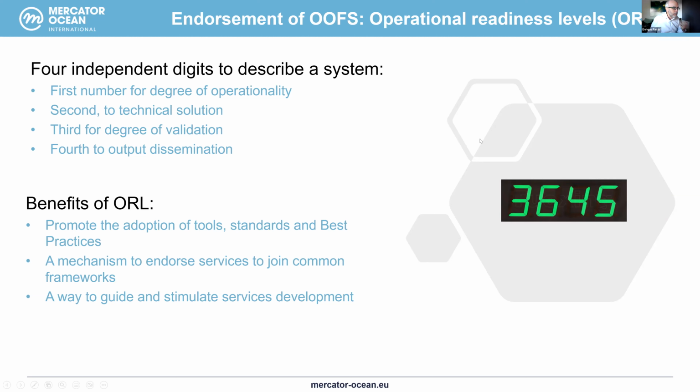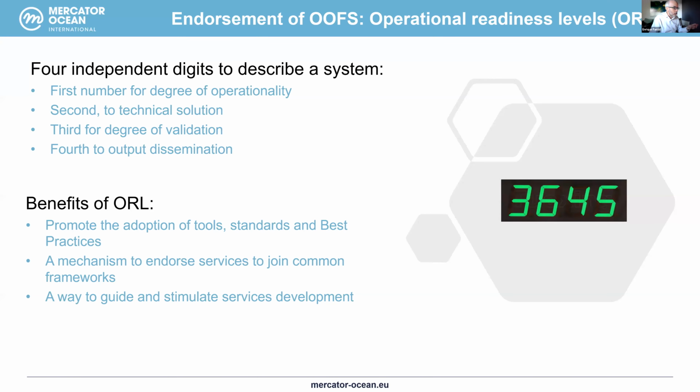So what are the benefits if we are able to build this? The benefits is that we'll be a very strong force for the adoption of tools, standards, and best practice. If you say that for having more than a 4 in output dissemination, you need to use NetCDF format, or whatever is the format we decide, or the formats, then people will want to adopt these standards.